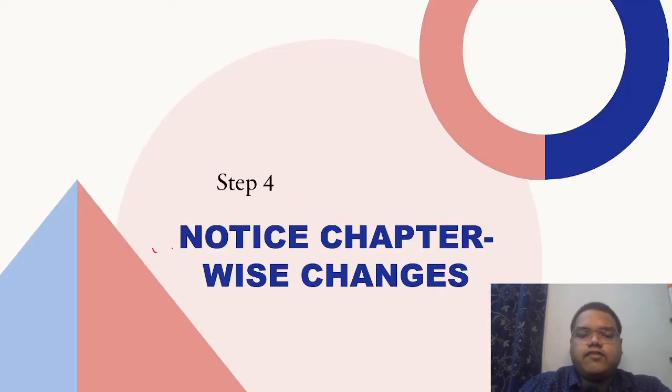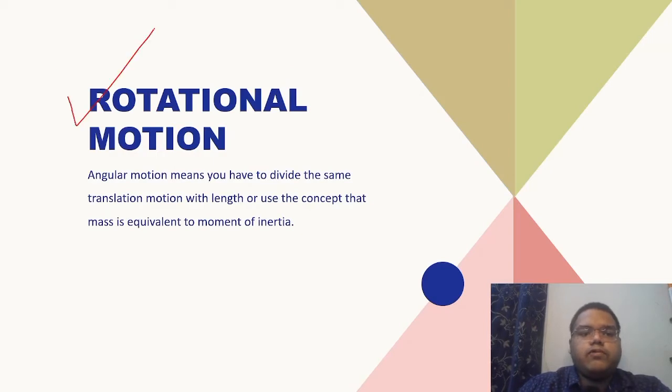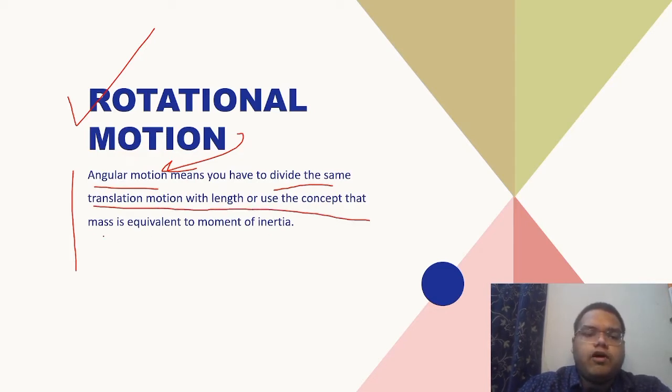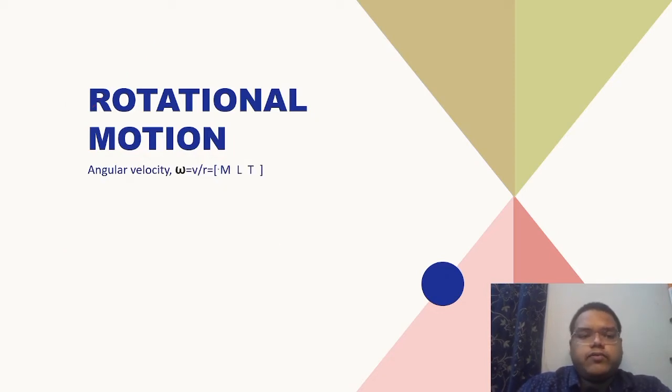Notice the chapter-wise changes. Like in rotational motion, the angular motion is taken into consideration. So you have to divide the same translational quantity by length, or use the concept of mass, which is equivalent to moment of inertia. So let's see. Omega, or angular velocity, is equal to V by R. So it will be M to the power 0, L to the power 0, T to the power minus 1, which is also the dimension of frequency.